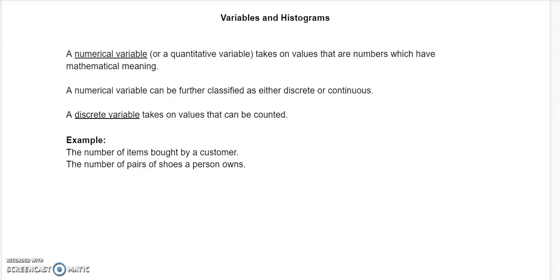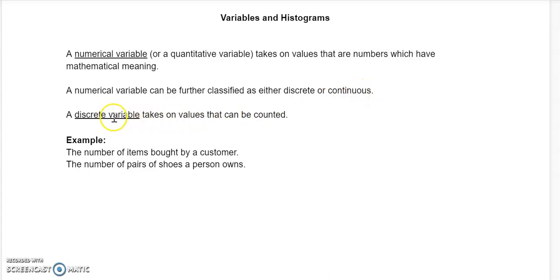Okay, so before going over practice quiz 1, let me give a brief lecture on variables and histograms. So a numerical variable or quantitative variable takes on values that are numbers which have mathematical meaning. I'll explain more in a second. A numerical variable can be further classified as either discrete or continuous.